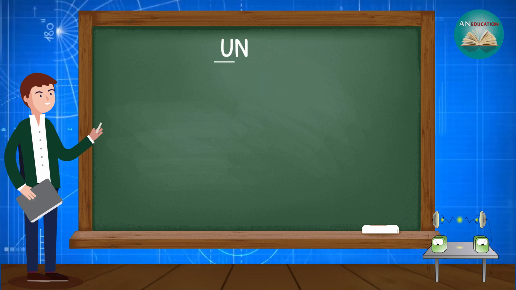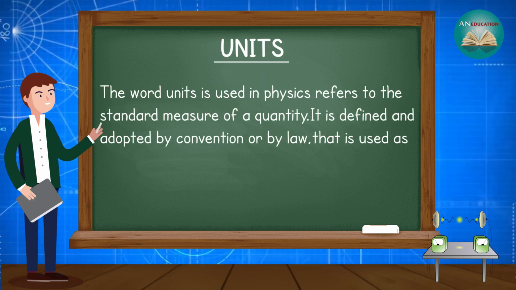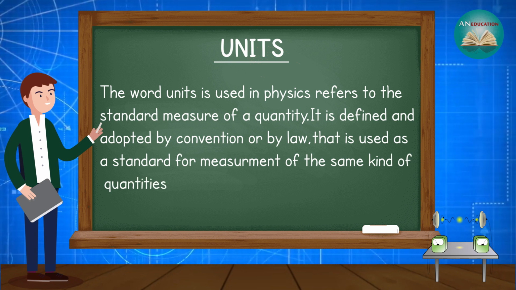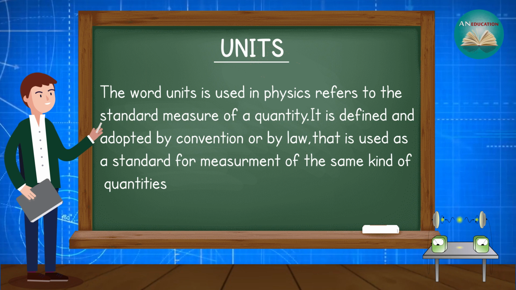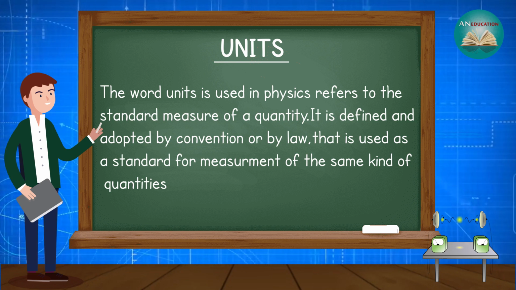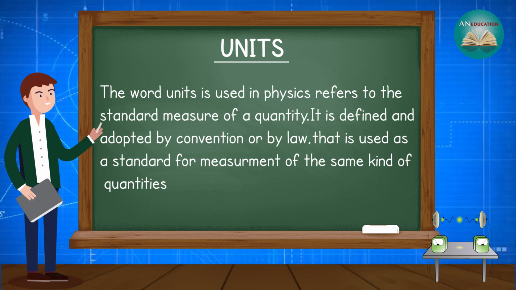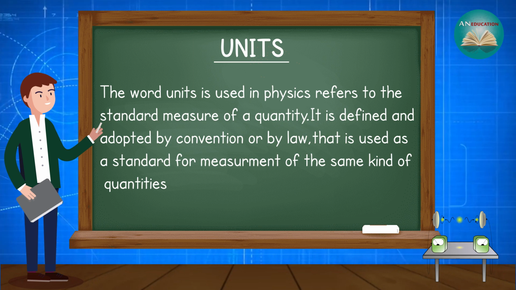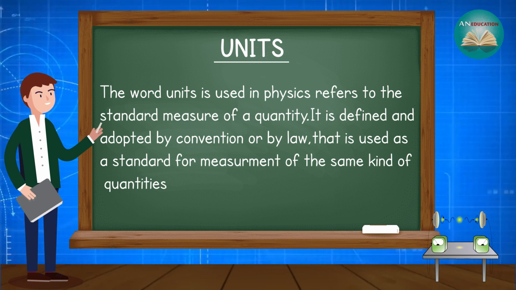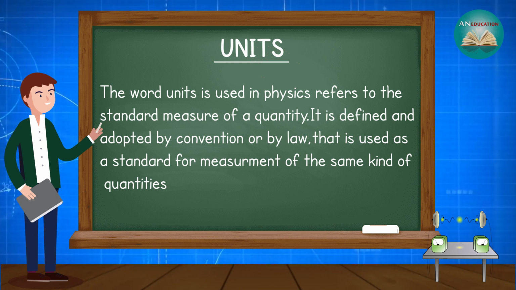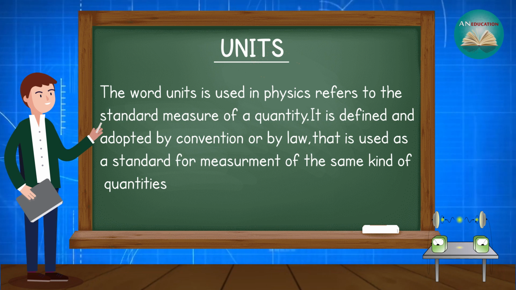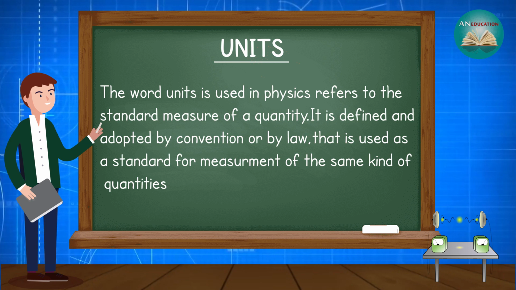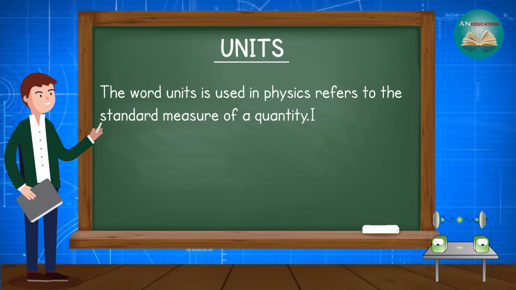The word unit, as used in physics, refers to the standard measure of a quantity. It is defined and adopted by convention or by law, and is used as a standard for measurement of the same kind of quantities. Any other quantity of that kind can be expressed as a multiple of units of measurement.